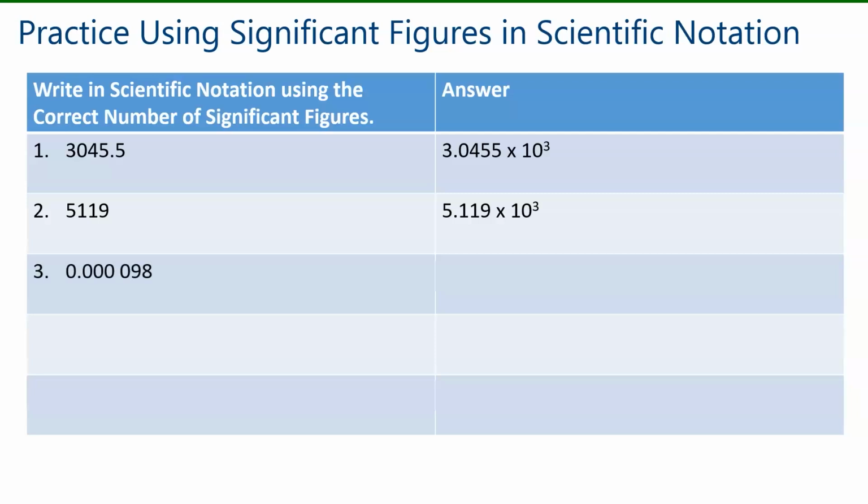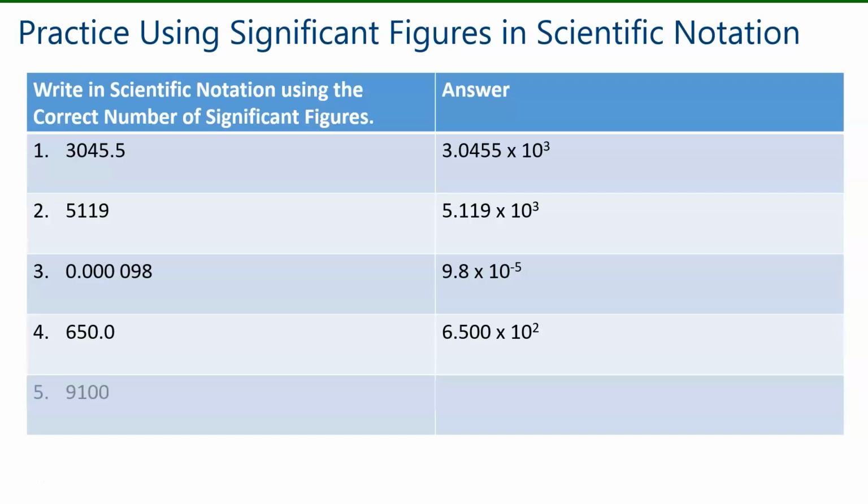Next, we have 0.000098. And the answer is 9.8 times 10 to the negative 5. There were 2 significant digits in our original number, and there are 2 in our answer. Next, we have 650.0. The answer is 6.500 times 10 to the power of 2. In this case, there were 4 significant digits in the problem, and we have 4 in the answer in scientific notation.